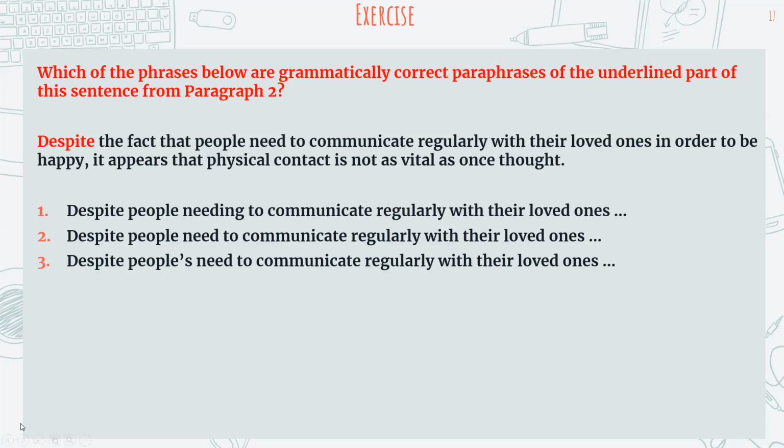Okay. Now let's move on to the following slide. The answer is 1 and 3. We could say despite people needing, because despite could be followed by a noun, then verb with ing, or 3, despite people's need. It's a noun, despite people's need to communicate. But number 2, of course, is a mistake. It's a grammatical mistake. We don't say despite people need to communicate. Despite people's need to communicate, okay? Or despite people needing to communicate.